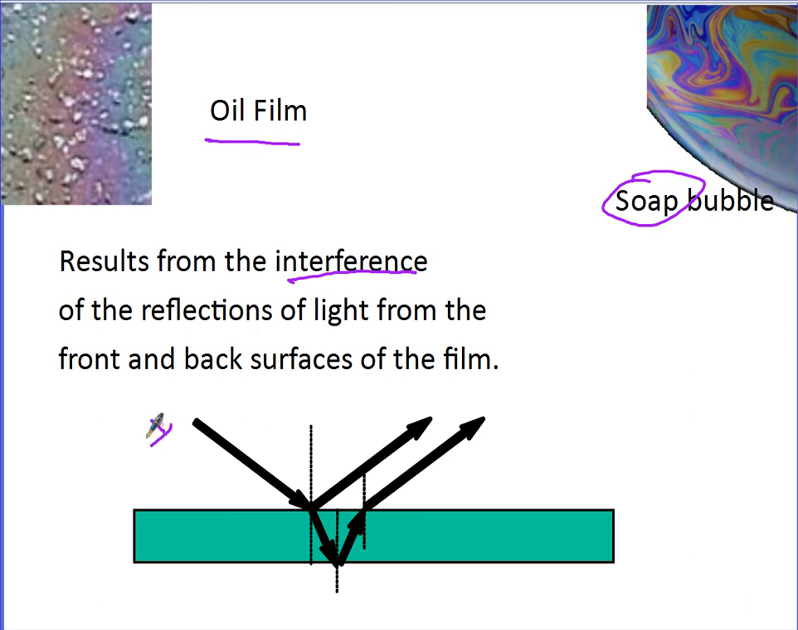Say I have an incident light wave. It comes in, part of it's reflected and part of it's refracted. As it is refracted and then reflected again, it comes out in phase or out of phase. And depending upon the thickness of the oil film or the soap bubble, you get different colors. So clearly, you can see this soap bubble has different thicknesses because it's showing different colors.